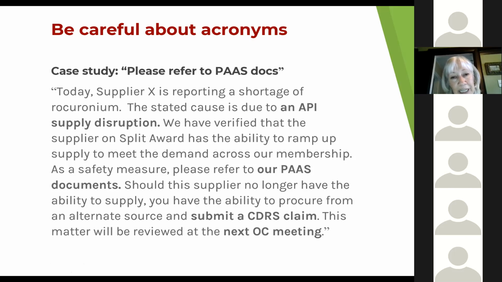I also think too, when I looked at this note, first of all, I would have broken this up into a couple of paragraphs. There's some stuff in it that's fine. As a safety measure is a good way to start a sentence. The sentence, should the supplier no longer have the ability to supply, you have the ability to procure. That is overwriting. You could just say, if the supplier can't give us the supply, you can procure it.